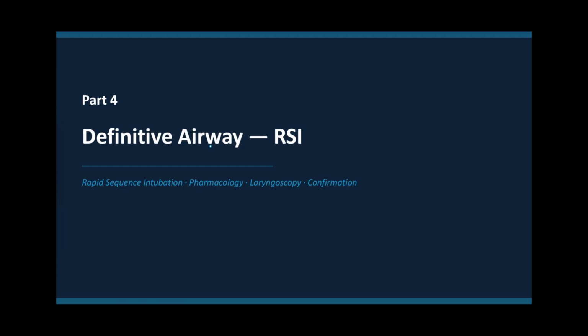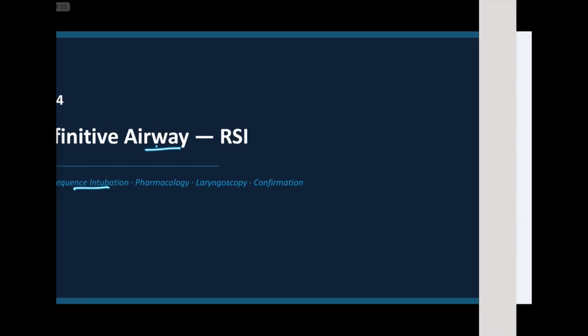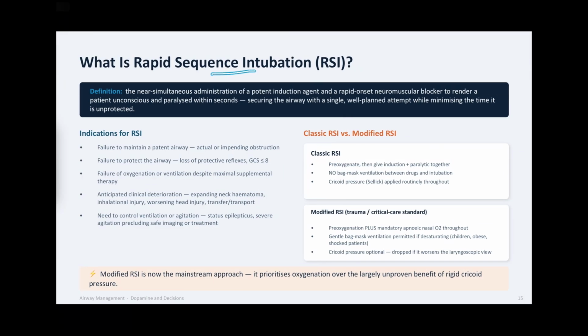Part 3 of our discussion is definitive airway management, that is, rapid sequence intubation. So far, we have discussed recognizing airway compromise and mastering the fundamentals of airway management. What is rapid sequence intubation? Rapid sequence intubation is the near simultaneous administration of an induction agent and a rapid onset neuromuscular blocker to rapidly produce unconsciousness and paralysis, allowing the placement of the ET tube.